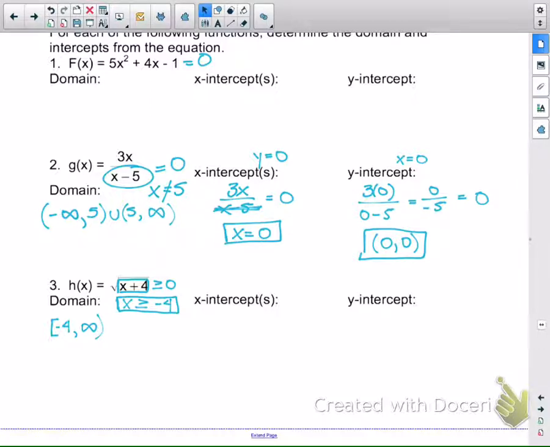So you have to do a little bit of work to figure out what's the problem kind of numbers. So you can set for square roots what's under the square root greater than or equal to 0.